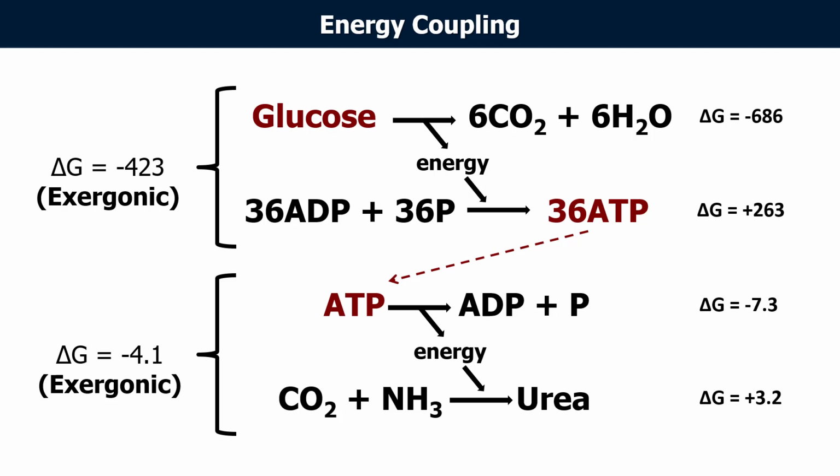Now, I should point out that there's still energy in the urea. We took it out of the ATP molecule and used the energy to form the bonds of the urea. We can't do any of this with 100% efficiency. So when you take it out of the glucose to put it into the ATP, you can't do that with 100% efficiency. You're losing 423 units of energy. When you take it out of the ATP and put it in the urea, can't do that with 100% efficiency. So you're losing 4.1.